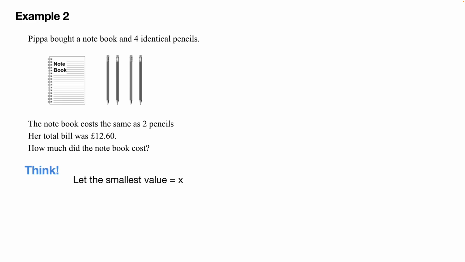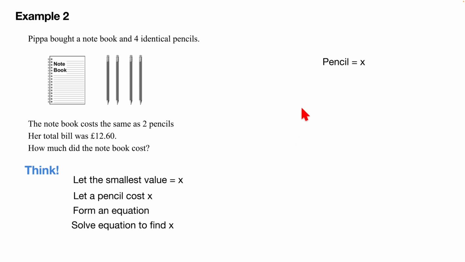Right, we'll have a little think here. We'll let the smallest value equal x, and the smallest value is that of the pencils, because the notebook is 2 times a pencil, so the pencil costs x. We're going to form an equation and solve it to find x. The total is £12.60, so let's focus in on what everything is.